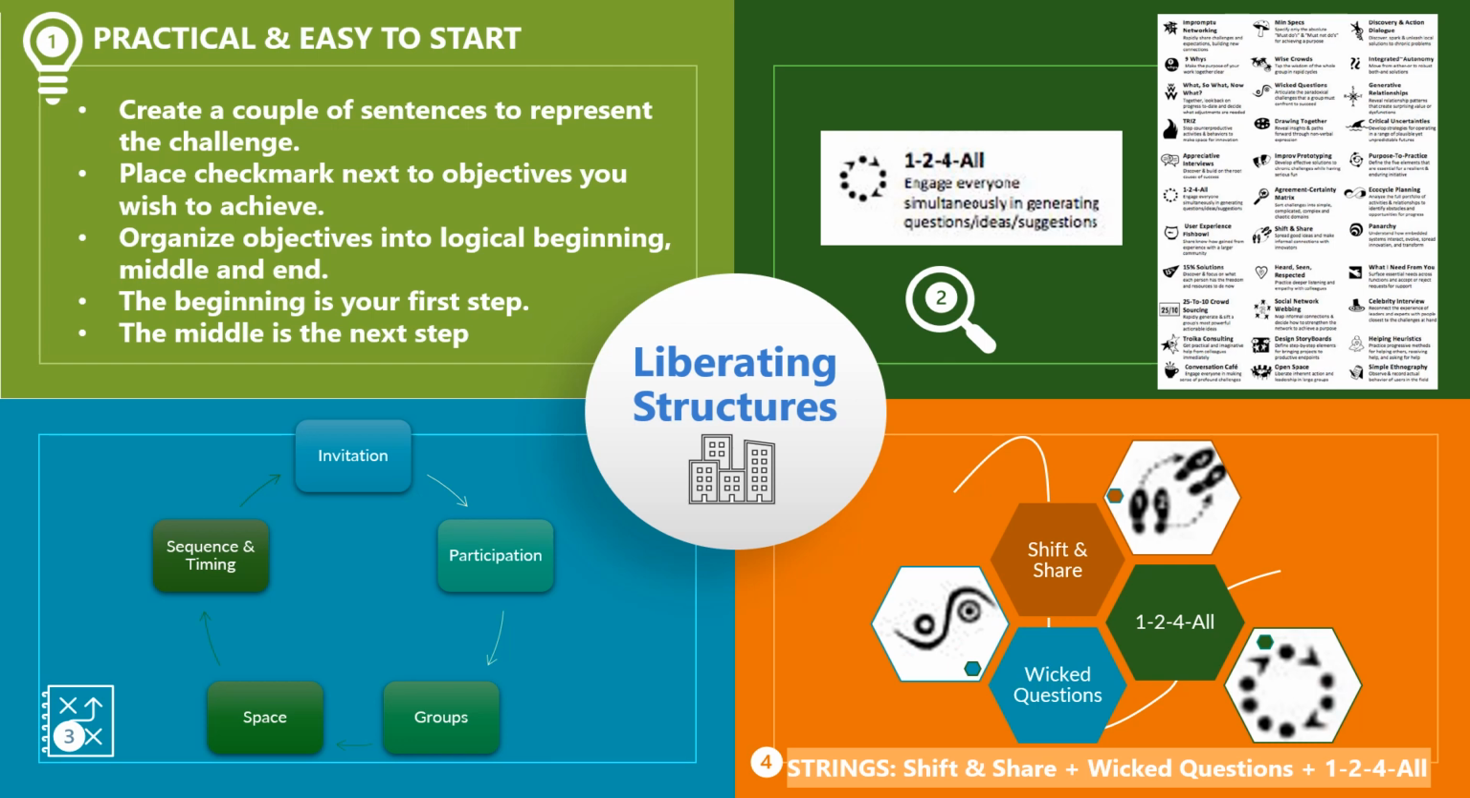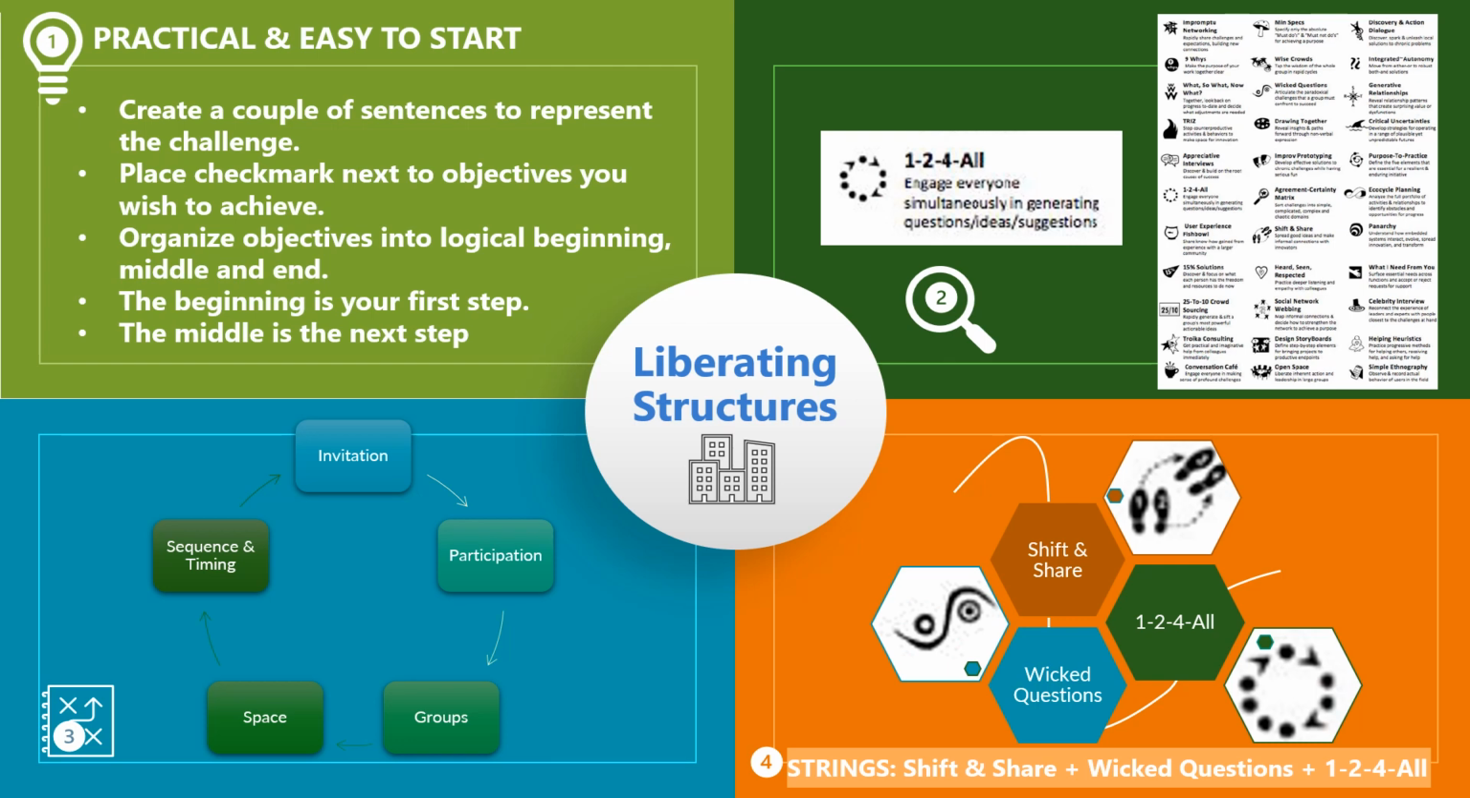And then there in the lower left are 5 things you need to do to support your activity. You need to have an invitation, decide who's going to participate, decide the structure of your groups, find a space that will accommodate you, and then just go over the sequence and timing. So very simple to do these little short activities.